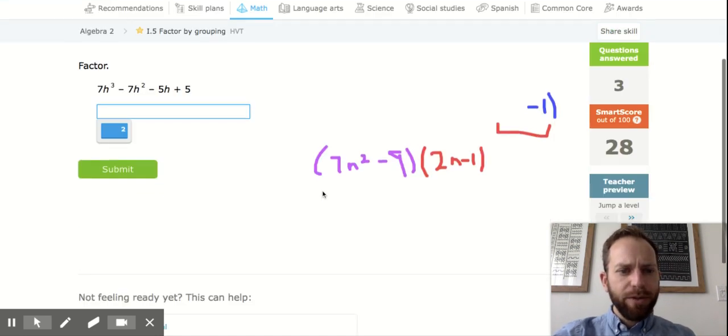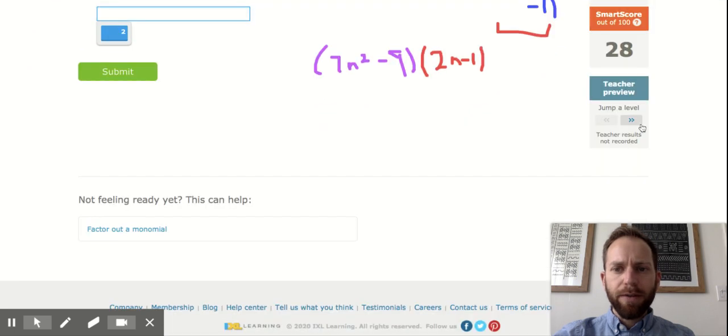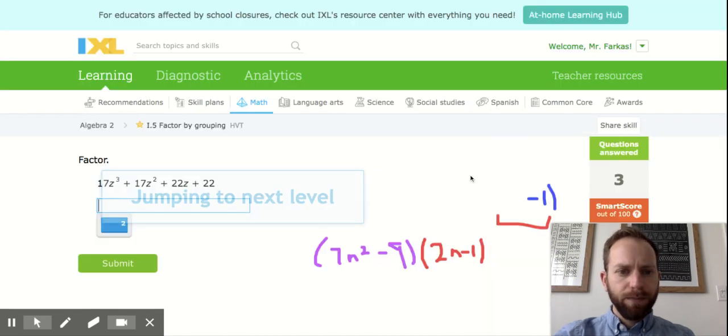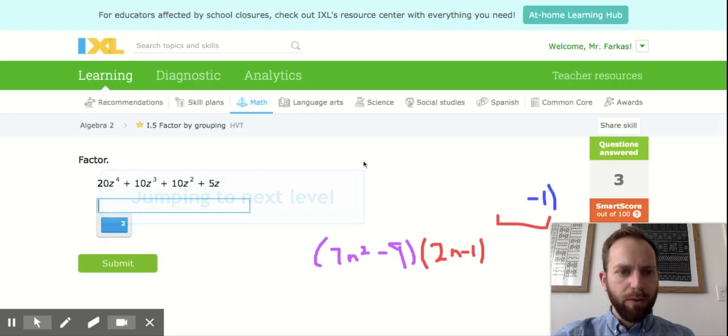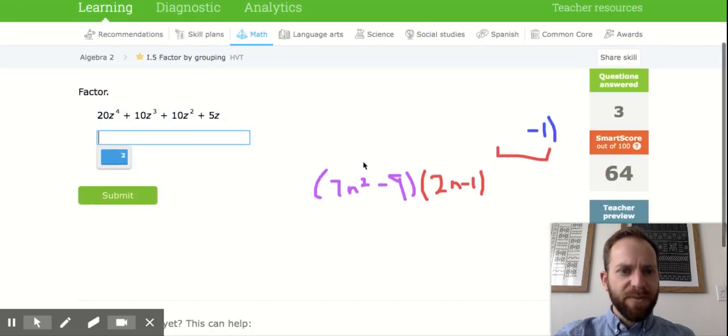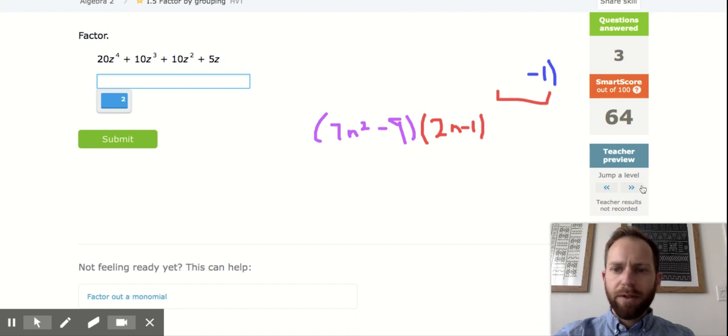All right, this one's pretty similar. Let's keep going. Pretty similar. These do get a little more complex as you keep going. Let's keep going.